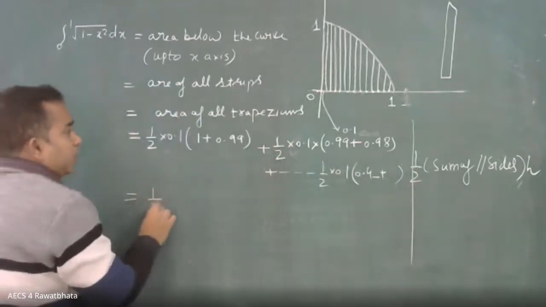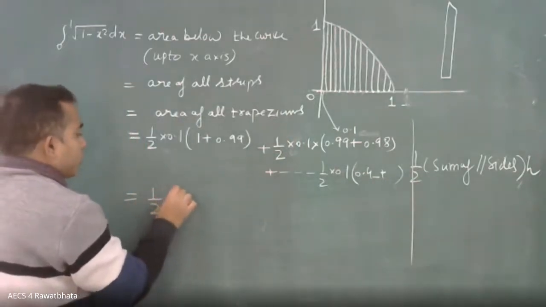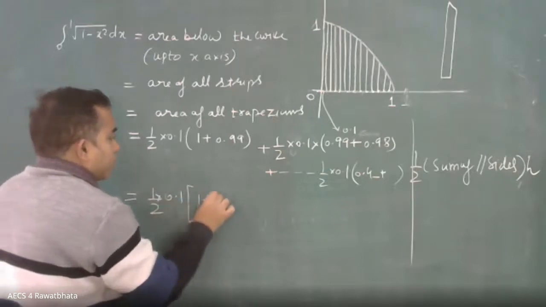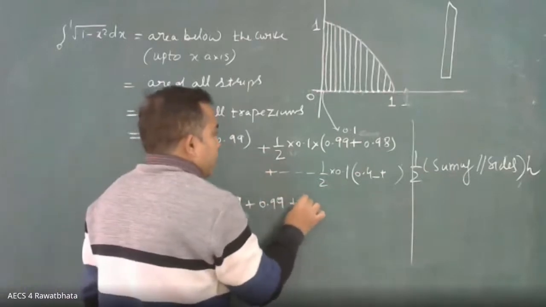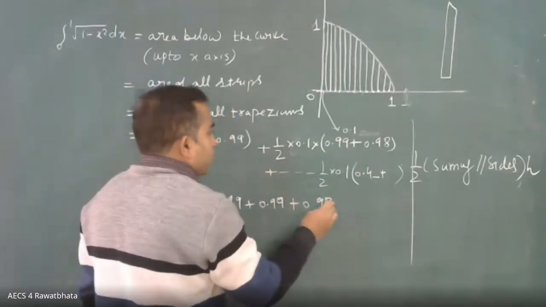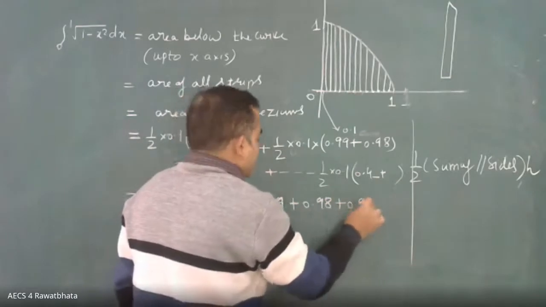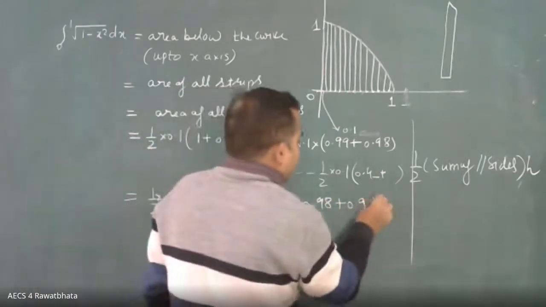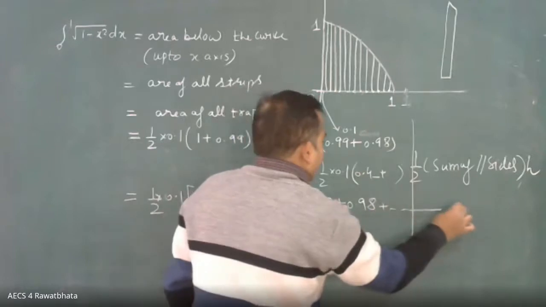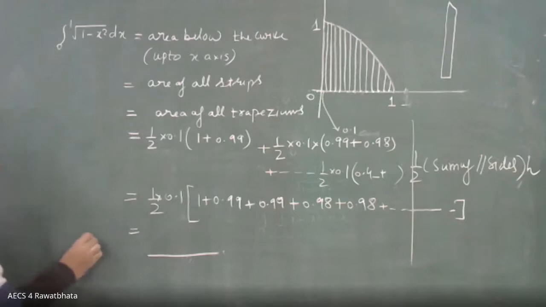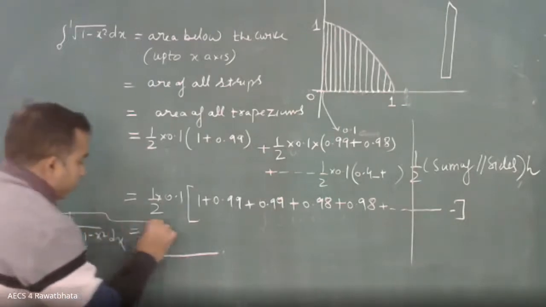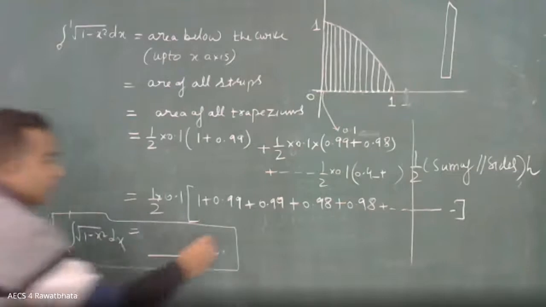Then you simplify it. Half you can take common, 0.1 you can take common, and all the things you can write, and you can simplify. So you can see the numbers are appearing 2 times, except this one. This you simplify and write it and note it. And this will be the value of the integral 0 to 1 root of 1 minus x square dx by summation method.